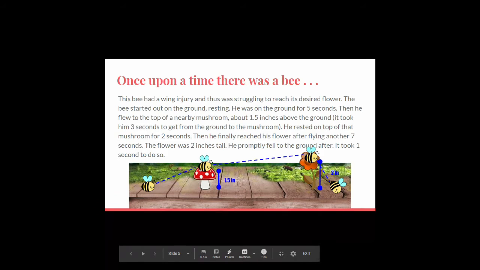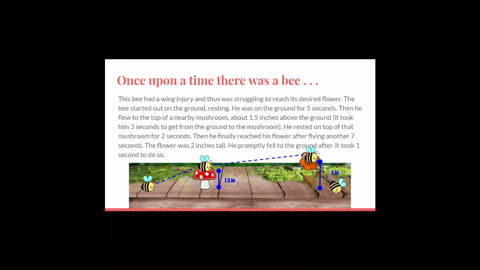Okay, so let's read this kind of goofy story. Once upon a time, there was a bee. This bee had a wing injury, and thus was struggling to reach its desired flower. So sad. The bee started out on the ground.